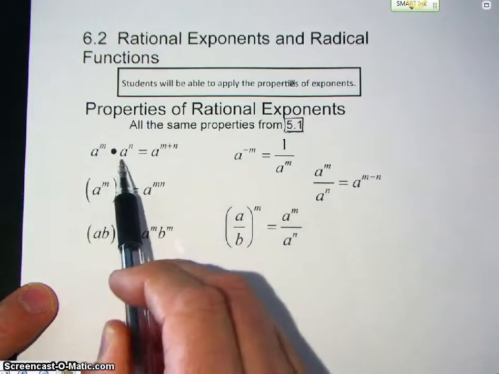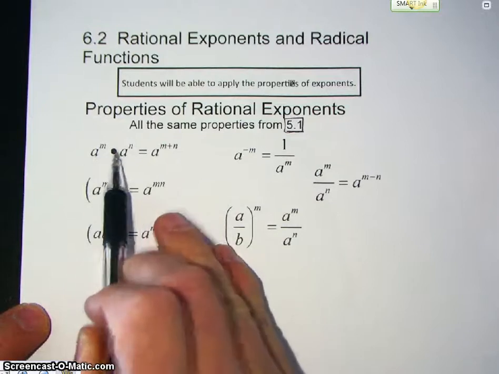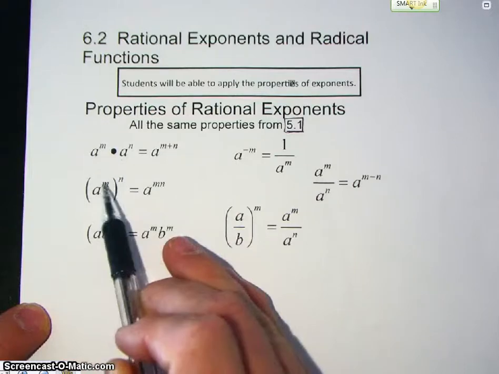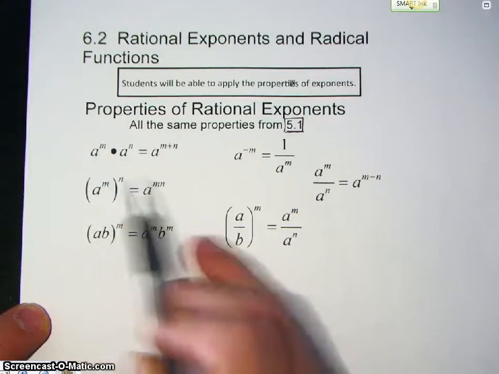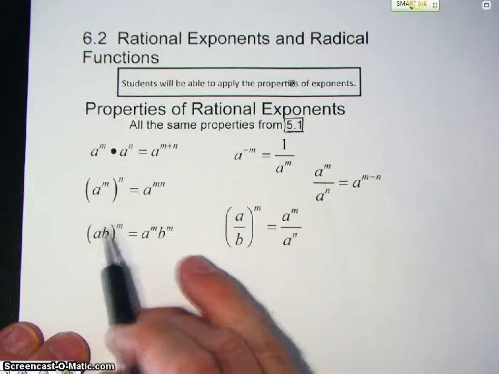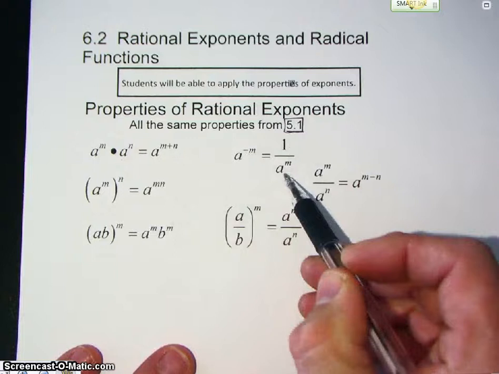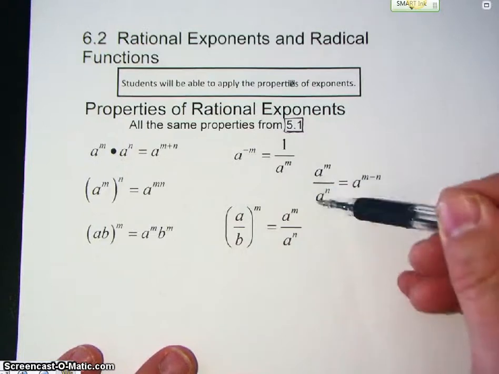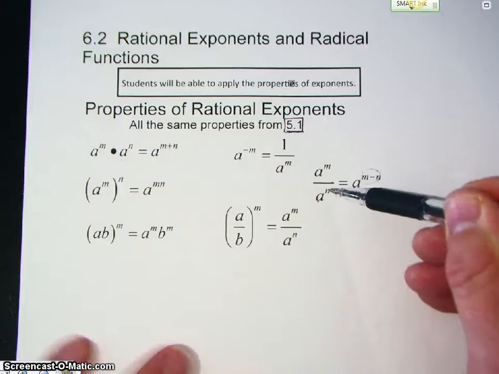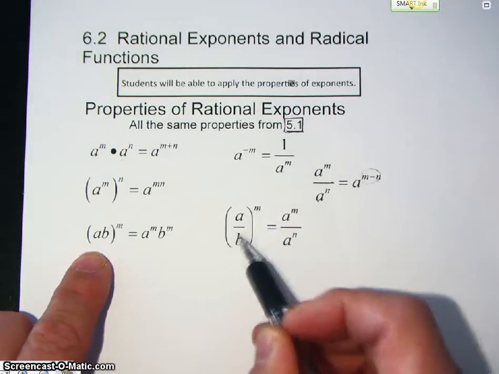Alright, if the bases are the same, that's key in a lot of this, and you're multiplying, you add the exponents. If I have a power raised to a power, in other words an exponent with its own exponent, you multiply them. If I have everything inside, I can distribute the exponent to each one. The negative exponent means I take the reciprocal of it. Here the bases are the same and I'm dividing, I subtract those exponents, top minus the bottom. And here it's the same thing as this one, you can distribute to both.